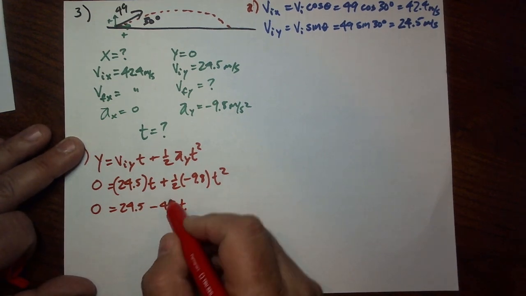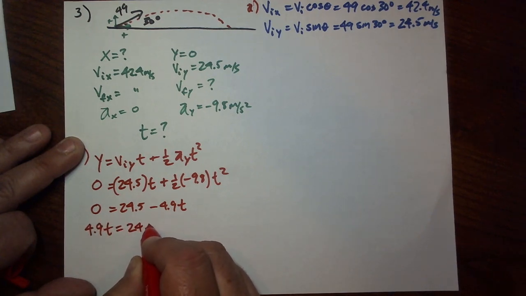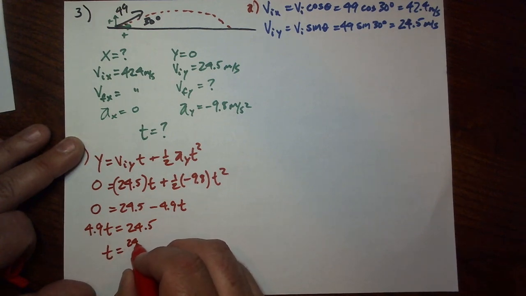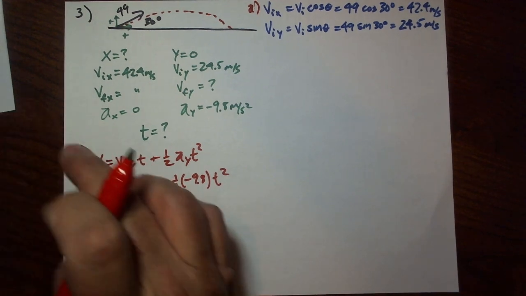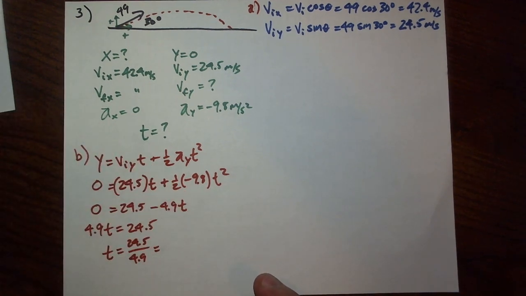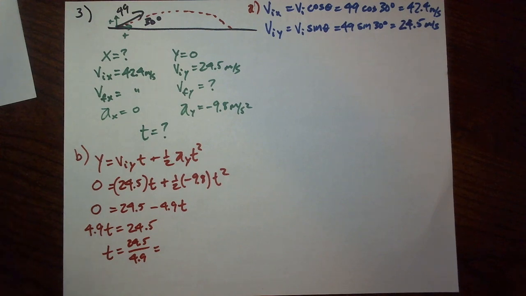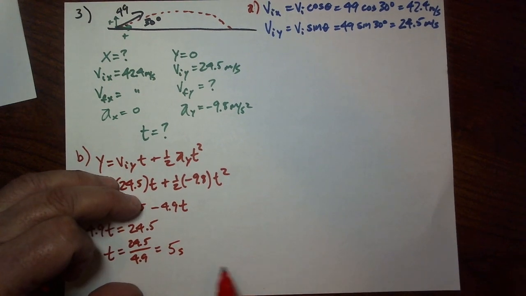This negative term should probably come to the other side here. 4.9t equals 24.5. And now we'll divide 24.5 by 4.9 to get our time of flight. 24.5 divided by 4.9 equals 0.2. That can't be right. That doesn't look right. 24.5 divided by 4.9. Much better. That's dead even 5, isn't it? Wow, that is really cool.